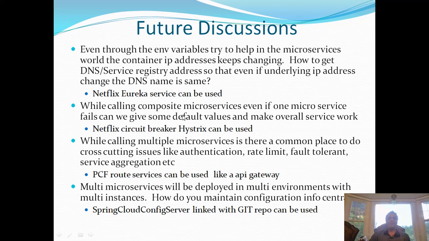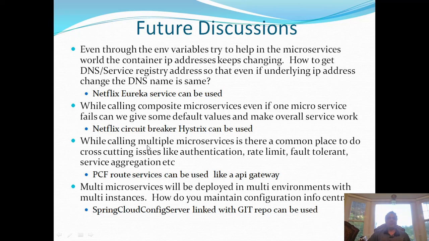The next challenge is, while calling a composite microservice, even if one microservice fails, we can give some default values and make the overall service work. So this is also one more design pattern. Basically, since you have multiple microservices chained with each other, even if one microservice fails, the overall composite microservice will fail. And this might not be functionally feasible. Sometimes they want to go with some default values. So for that, the Netflix circuit breaker Hystrix can be used. I'll try to show a demo for that also.